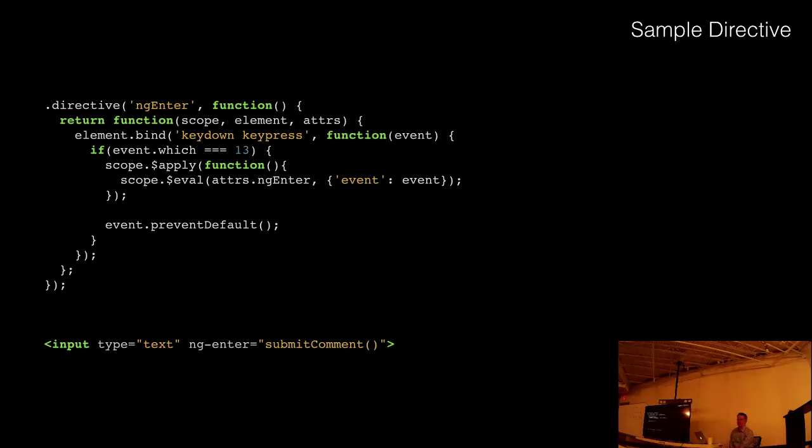Directives are basically ways of accessing DOM elements without making Angular blow up. At the very bottom here, you can see input type equals text and ng-enter equals submit comment. So in that comments form, all you have to do is type it in and hit enter, and from there, you can tell Angular what you want it to do. This is just a simple example of how to do that.